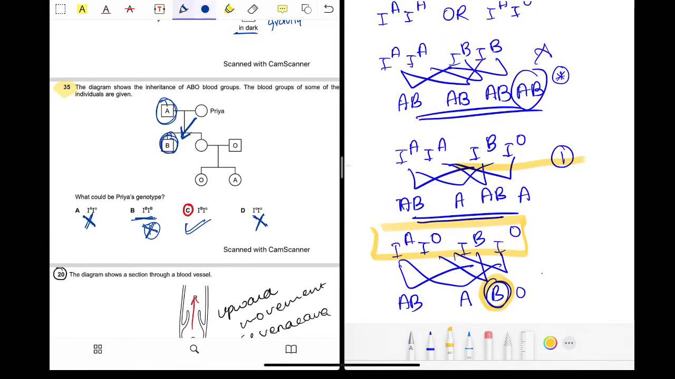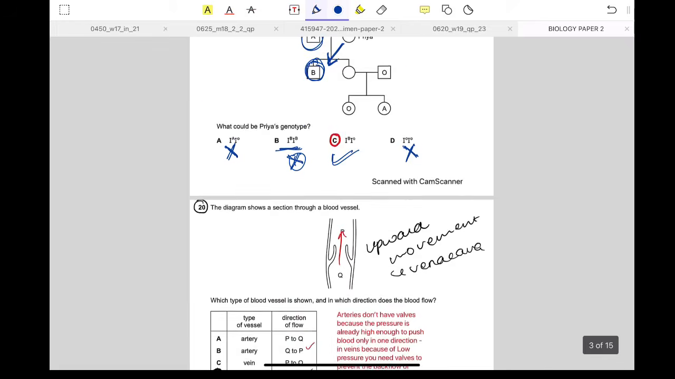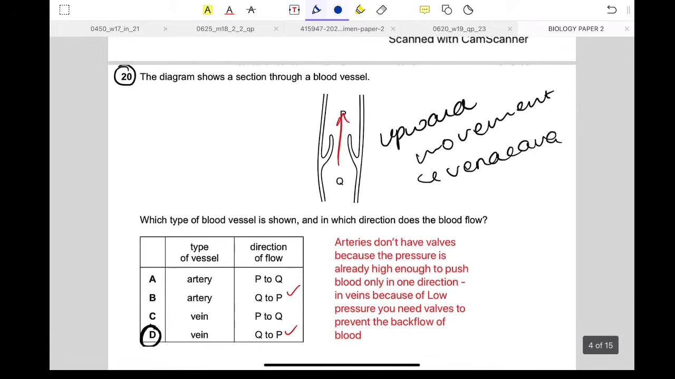Alright, now moving on. The diagram shows a section of the blood vessel. Which type of blood vessel is shown and which direction does the blood flow in? Whenever you look at this, the valve's direction is important. Wherever the valves are opening, they're opening outwards like this, which means that the blood is flowing upwards. Automatically you should get that the blood is flowing upwards.